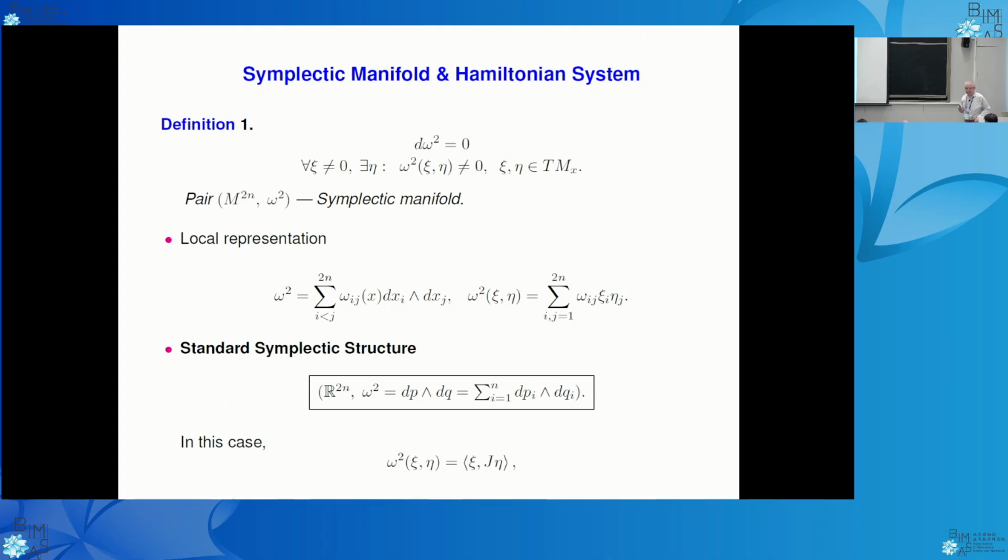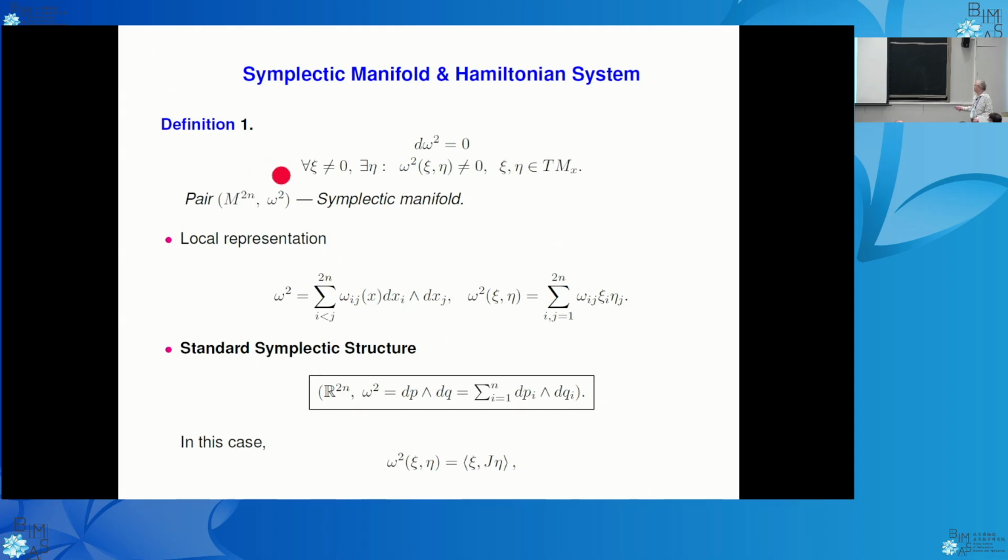Let's start from very basic stuff: the symplectic manifold and Hamiltonian system. So M^{2N} is called the symplectic manifold. Suppose that the manifold is equipped with a differential two-form, and of course that condition stands for non-degeneracy. So T_M at x stands for the tangent space at the point x, because xi and eta are two tangent vectors. So that is the non-degenerate condition, and that manifold is called a symplectic manifold.